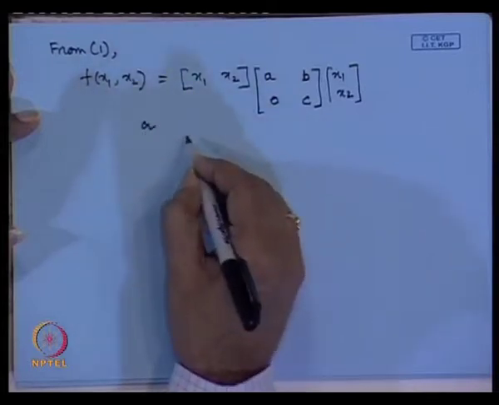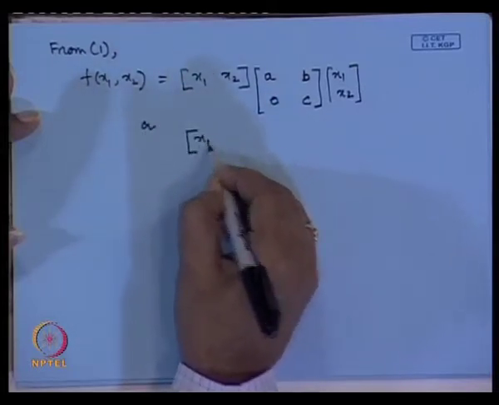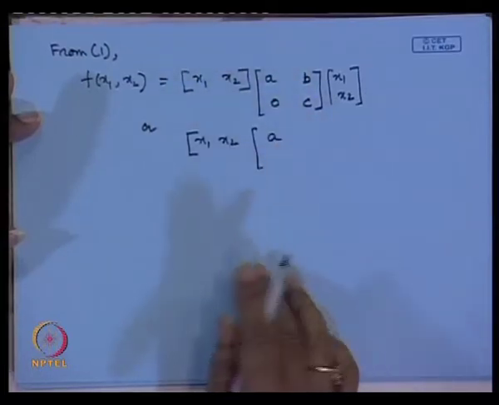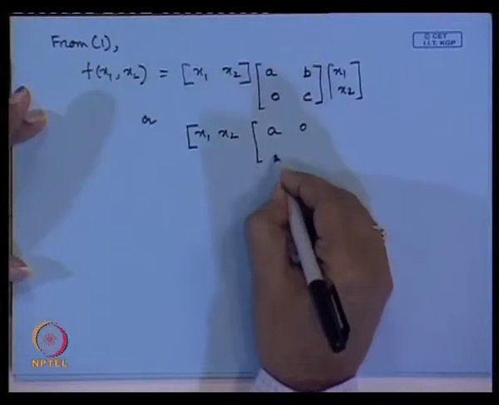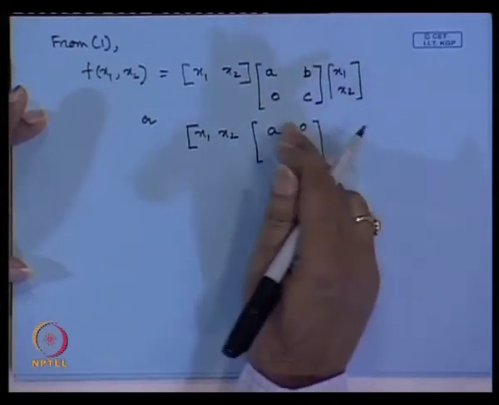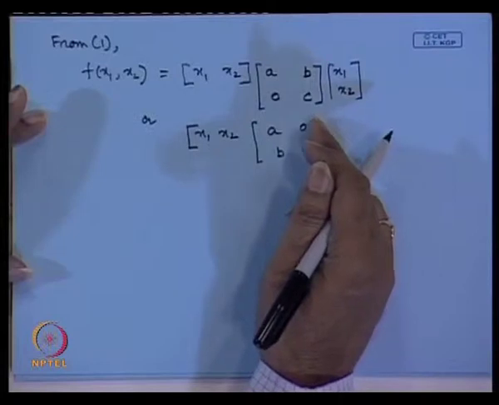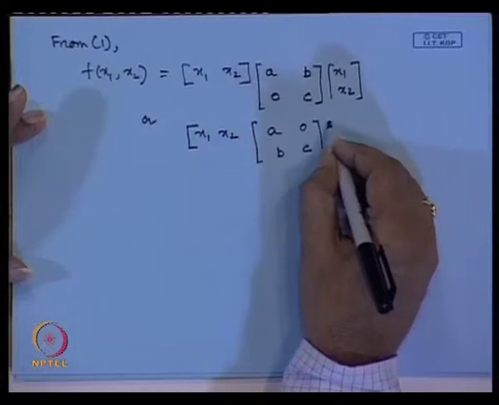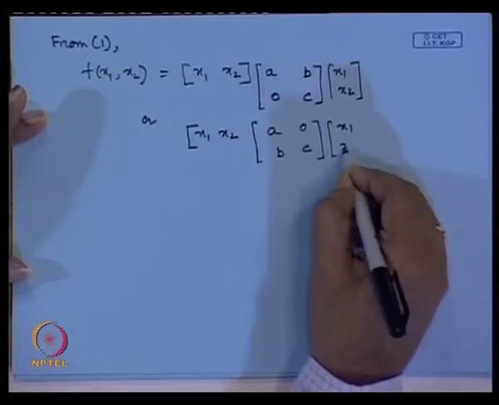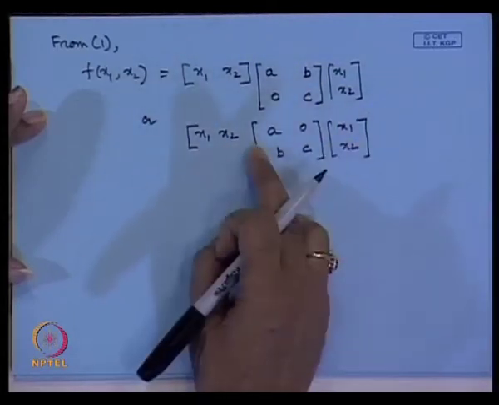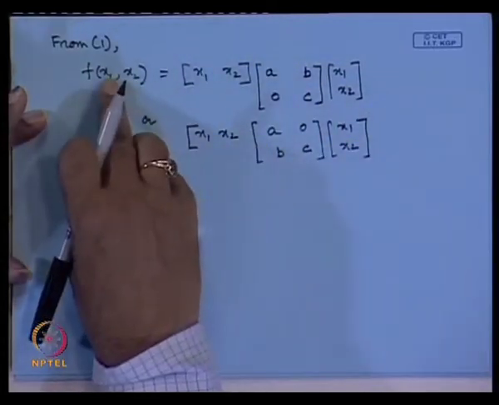This is one choice, or one can write it like this way: x1, x2, then a, 0, b, c. The A12 position I have just written here, and this is x1 and x2. Also this, if you do the operation, you will get exactly whatever the function is.